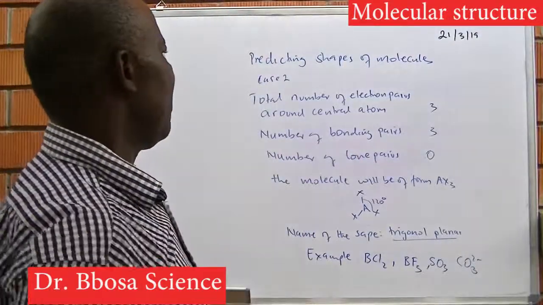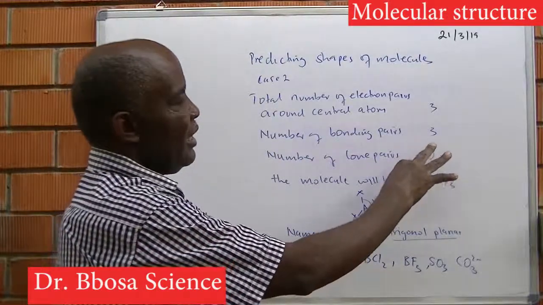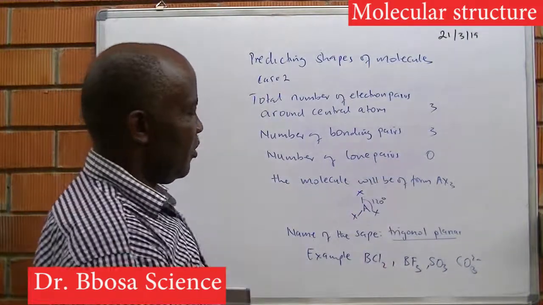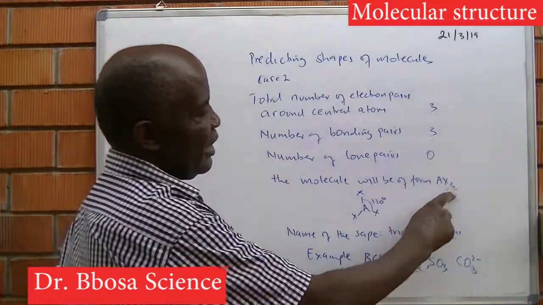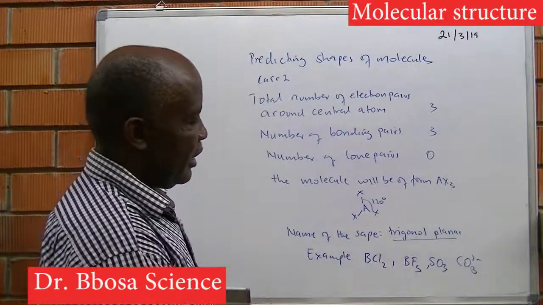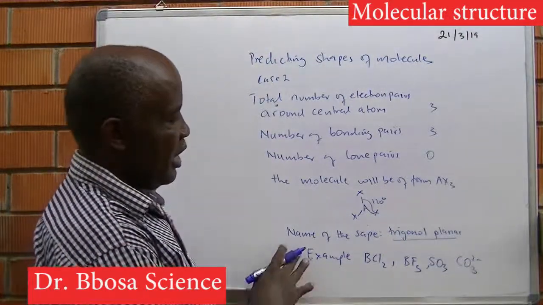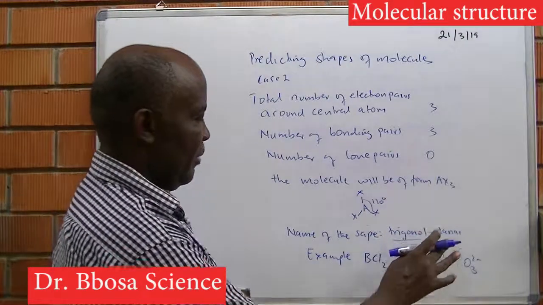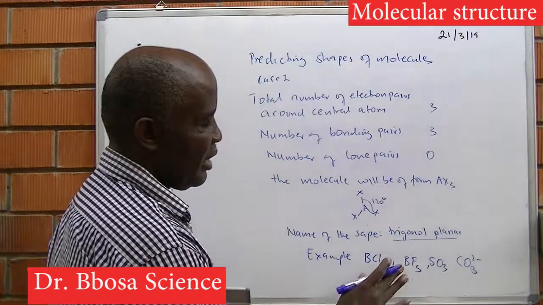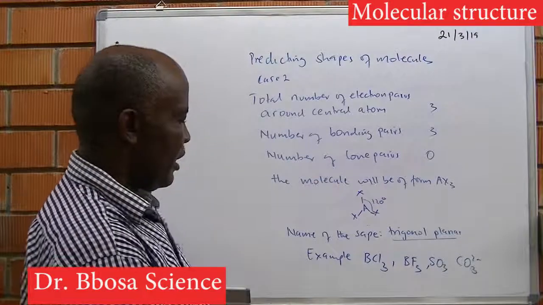Case 2, total number of electron pairs around the central atom are 3. Number of bonding pairs are 3. Number of lone pairs is 0. The molecule will be AX3. The bond angle will be 120. The name of the shape is trigonal planar. Compounds with this shape are beryllium chloride, beryllium fluoride, sulfur trioxide, and carbon dioxide.